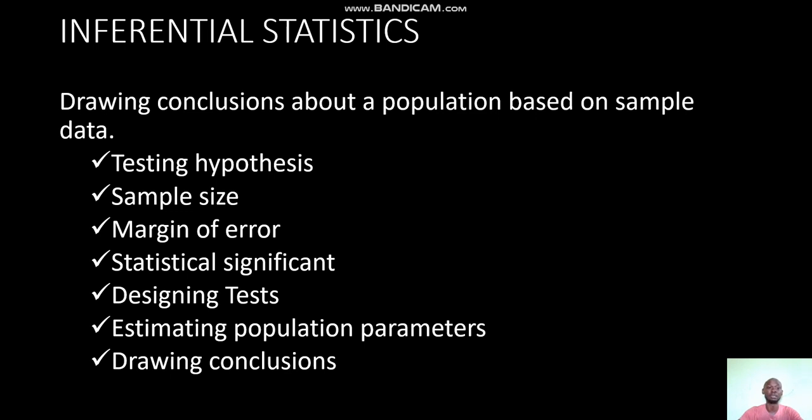Whereas inferential statistics tends to draw conclusions about a population based on sample data. That is, it is predictive analysis. That is what you do in inferential statistics. And it tends to dwell more on testing hypotheses, sample sizing, margin of error, statistical significance, designing tests, estimating population parameters, and drawing conclusions about the sample data that is being given to you.